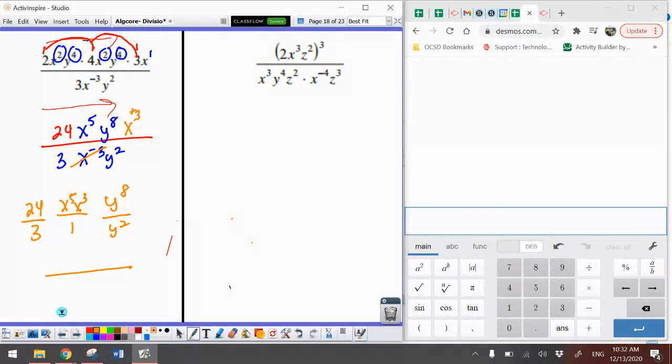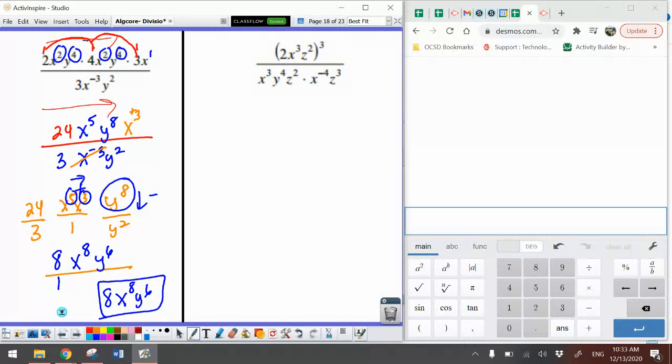Okay, so let's see what we can do with this. 24 divided by 3, that's 8, and that's technically on top. Well, these guys I'm adding because I'm moving horizontally, so that's going to be an x to the 8. Now, the y's I'm moving up and down, so I'm subtracting. So 8 minus 2 is 6. This one is my bigger number, so my y^6 is on top. So my answer is 8 x^8 y^6 on top.